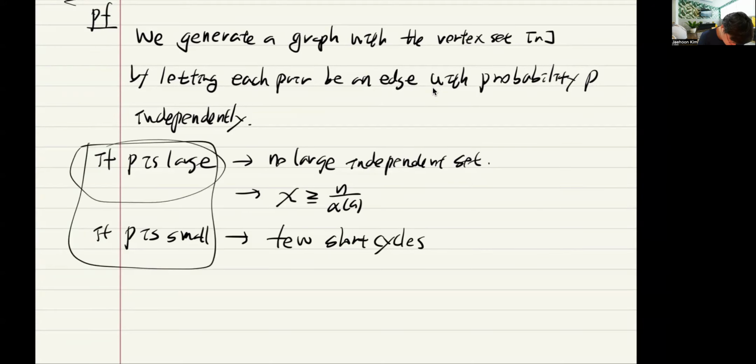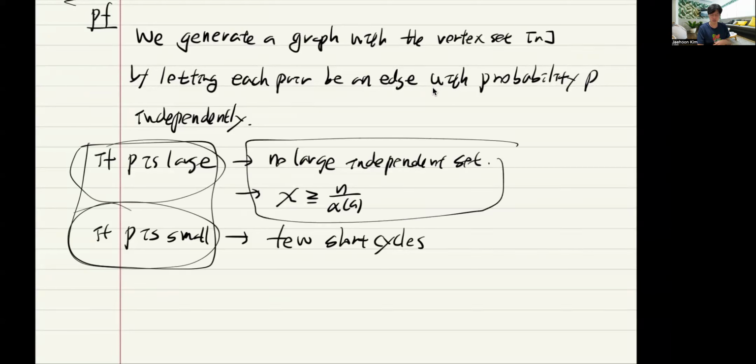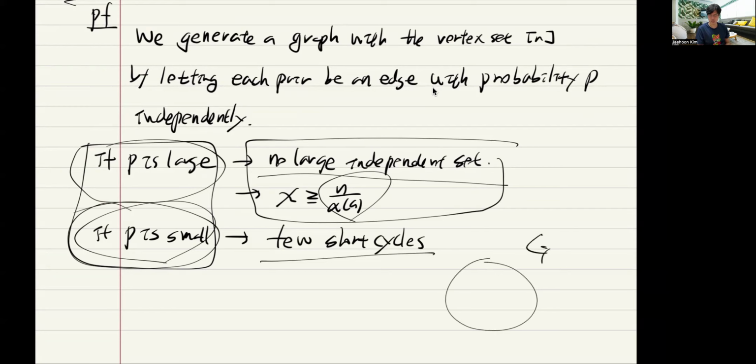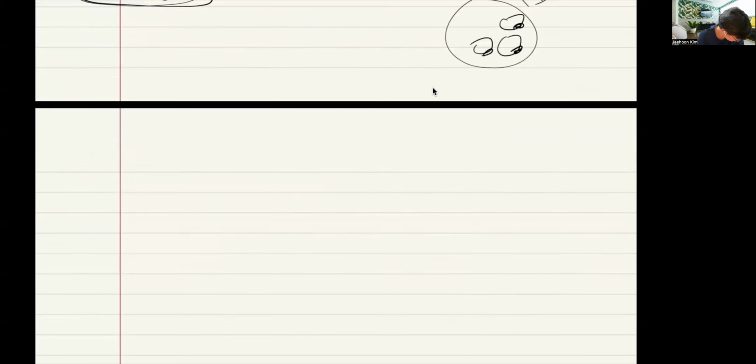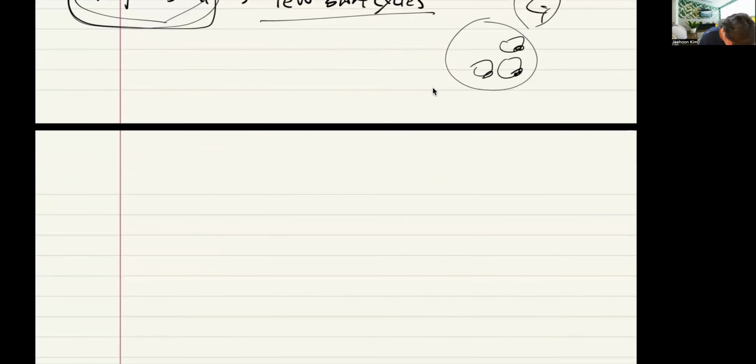So what we want to show is that these two ranges of p overlap. There is a spot where p is large enough to get this conclusion, and small enough to get the other conclusion. Once you get such a graph, it has large chromatic number and only a very small number of short cycles. So you delete some vertices to remove all the short cycles, and you are left with what you want. That's our plan. So let p be n to the t minus 1, where t is 1 over g.